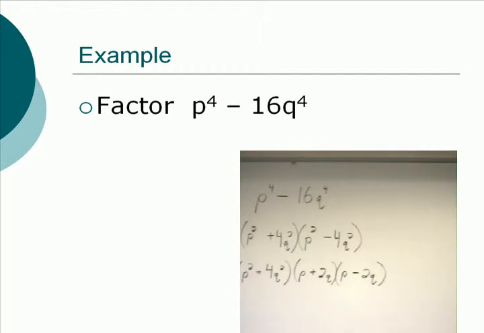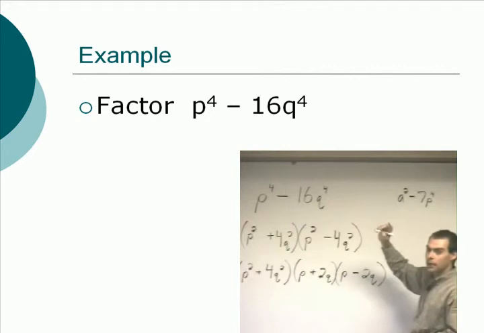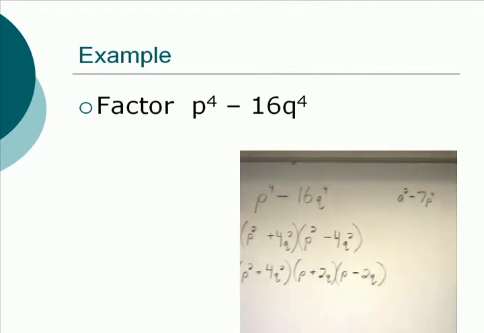That's a good question. Gabe's saying, what if it looked like this? What if we had, for example, a squared minus 7 p to the fourth? Out of luck. All you could look for then is a greatest common factor, but it will not factor into a difference of squares. Yep, that 7's a deal breaker. It's not a perfect square.